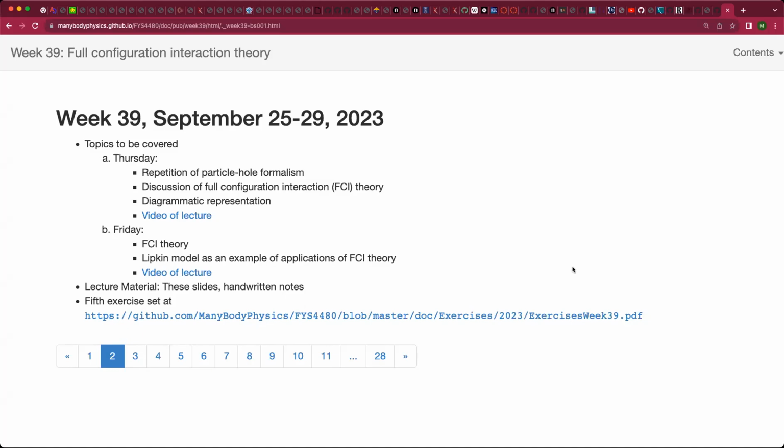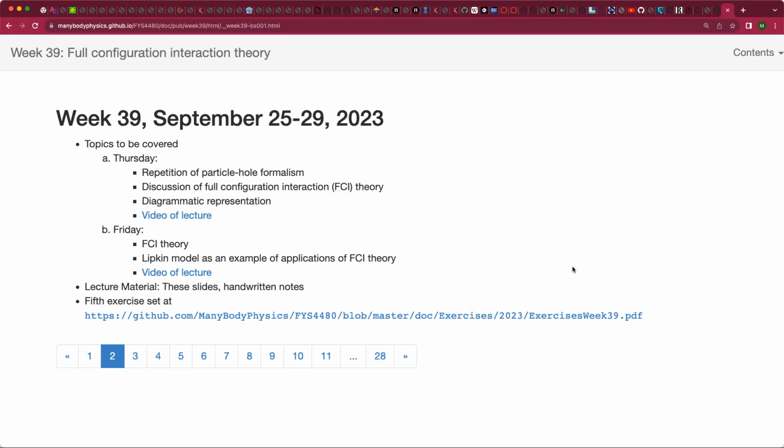Welcome back, everybody. Topic this week is a short repetition of the particle-hole formalism, which we went through last time. And then we are going to repeat some of the machinery behind full configuration interaction theory. And I'm going to use selected examples to illustrate what it actually means.